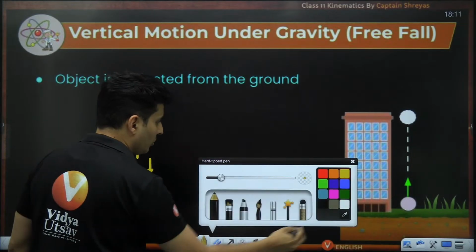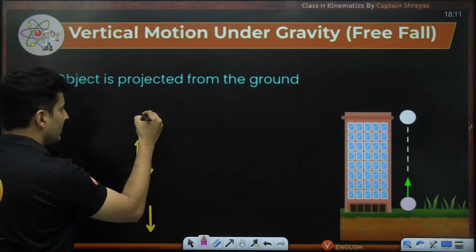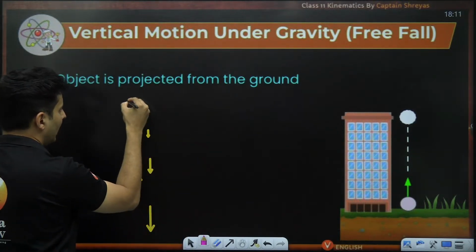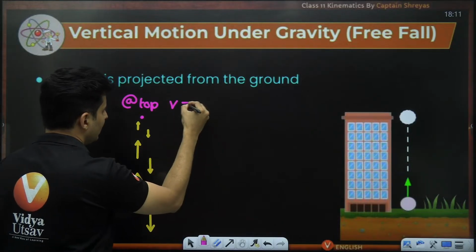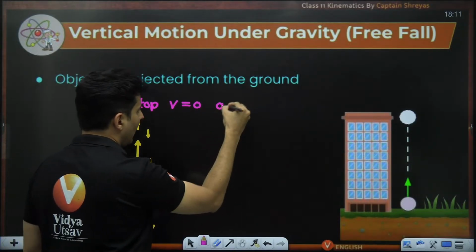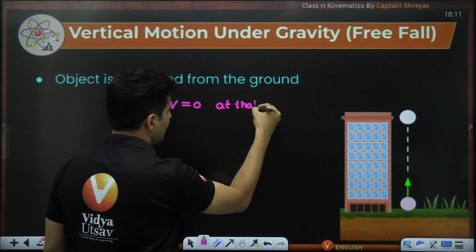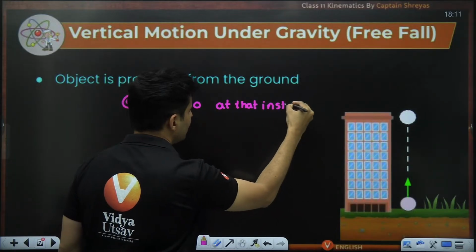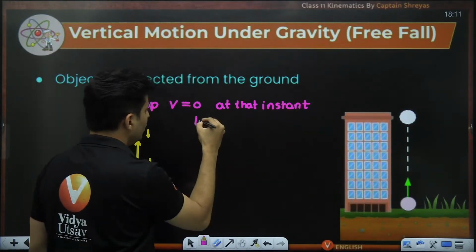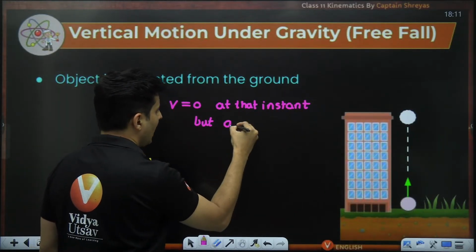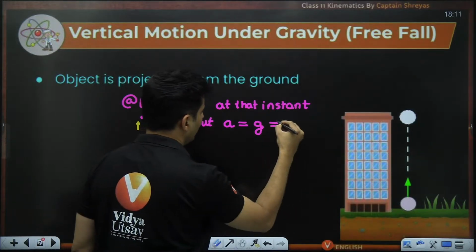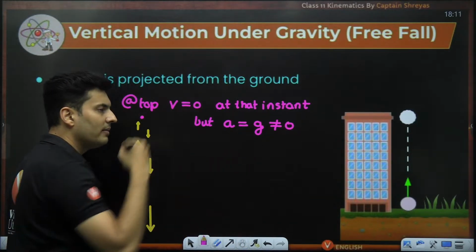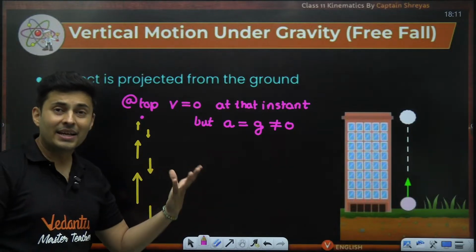So at the topmost point, you will notice that the velocity is zero at that instant. But do not forget, acceleration is still going to be g, which is not zero. Acceleration is always going to be there. This is a very unique example.